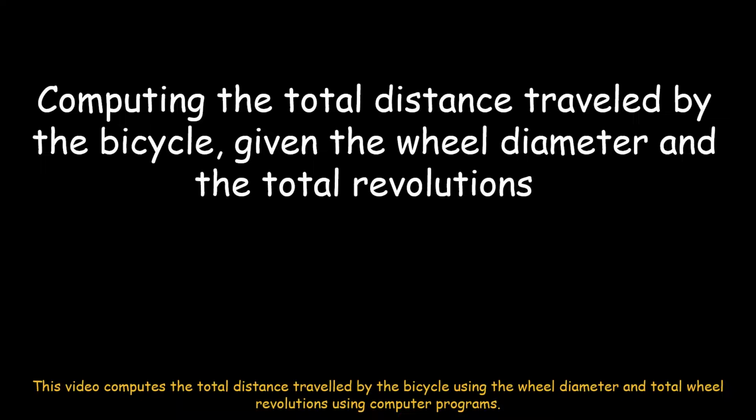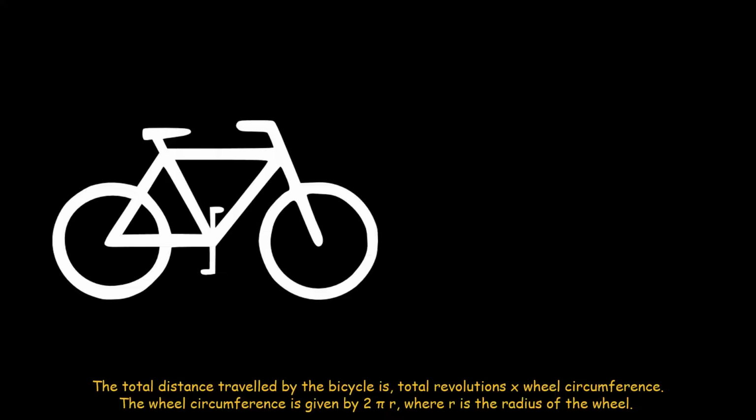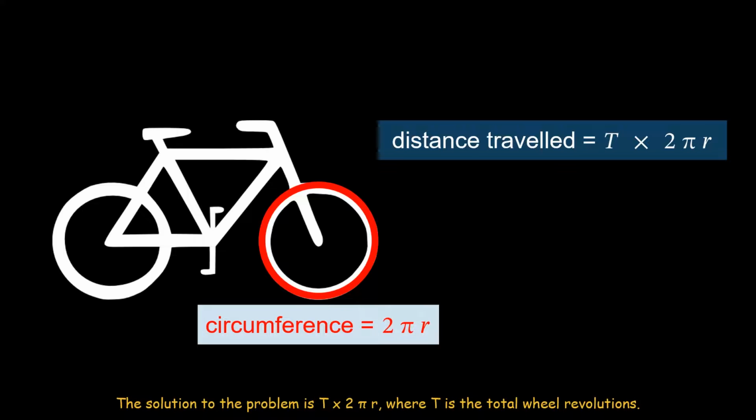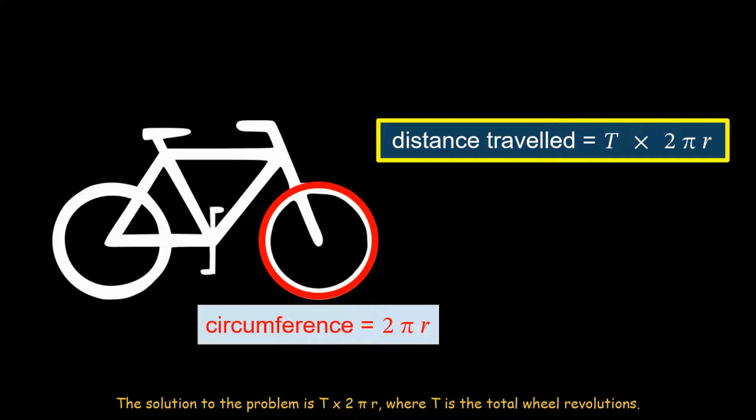This video computes the total distance traveled by the bicycle, using the wheel diameter and total wheel revolutions, using computer programs. The total distance traveled by the bicycle is total revolutions into wheel circumference. The wheel circumference is given by 2 pi r, where r is the radius of the wheel. The solution to the problem is t into 2 pi r, where t is the total wheel revolutions.